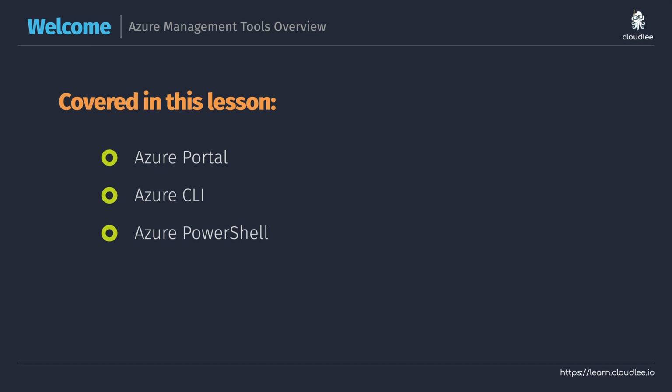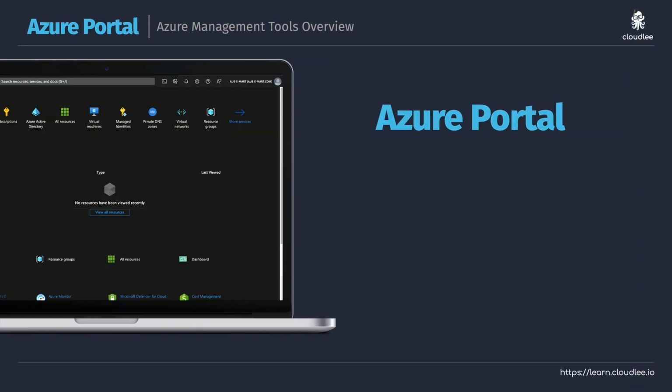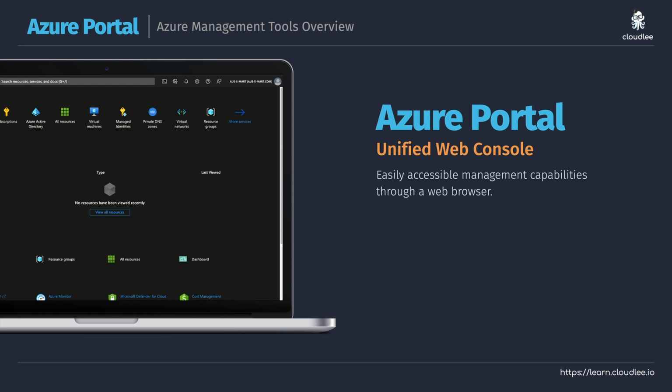So let's go ahead and jump in, and we'll start off with the first and most obvious management tool, the Azure Portal. Now the Azure Portal is pretty much what you see on the left-hand side of the screen here. It's just a simple web interface that provides all different sorts of management capabilities for working with Azure. This isn't something that you need to install. It's something that you can really easily access through the web browser by going to https://portal.azure.com.